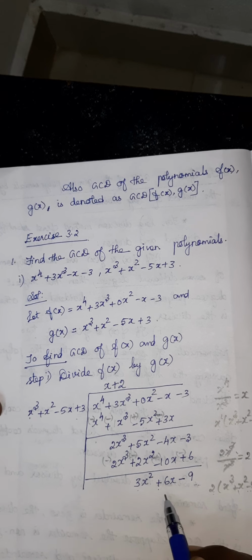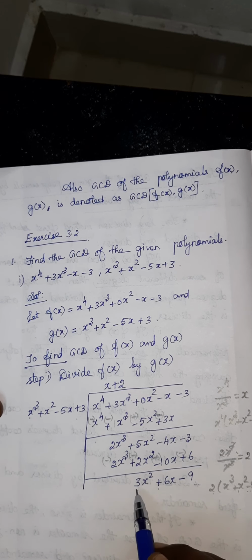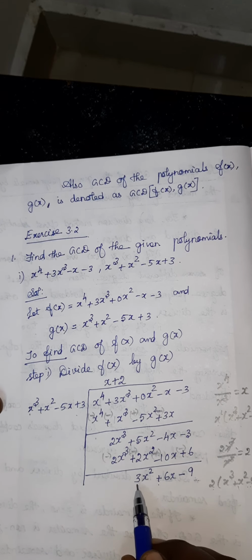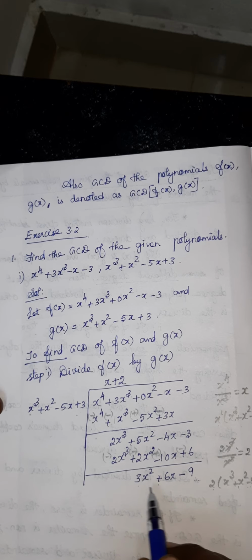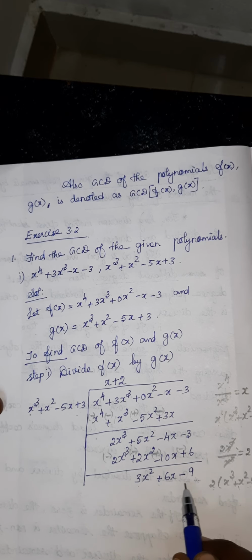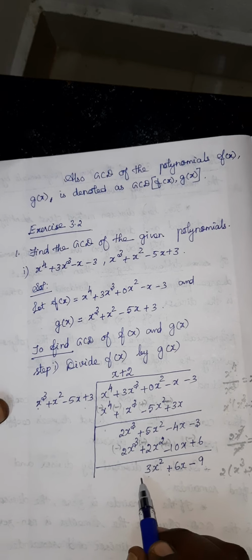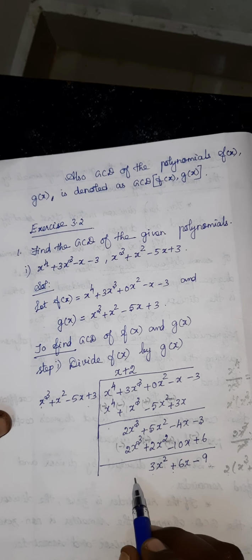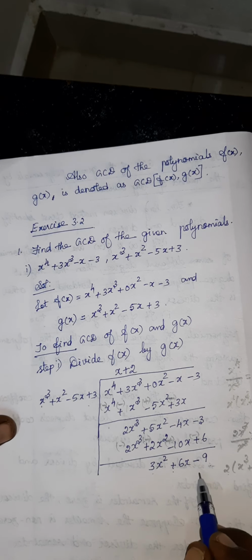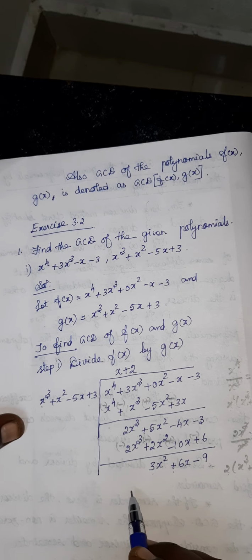Understood? So this is the remainder, but in this remainder the coefficient of x square is 3, coefficient of x is 6 and constant term is 9. All these three numbers are multiples of 3, so we can take the 3 commonly outside and take the remaining terms for the division.